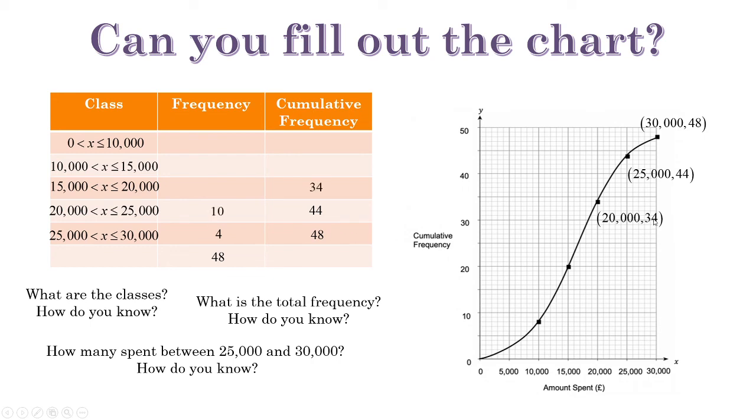So 34 people, that's the cumulative frequency up to 20,000. At 15,000, there were 20 people. So there's a difference of 14 people. There were 14 people that spent more than 15, less than 20. And you can just continue that. At 10,000 pounds, there were 8 people. So that's a difference of 12. And 8 people spent up to $10,000. So $10,000 or less, 8 people.